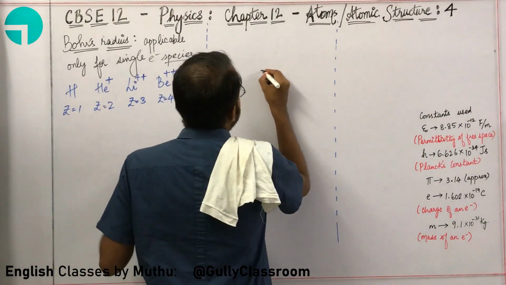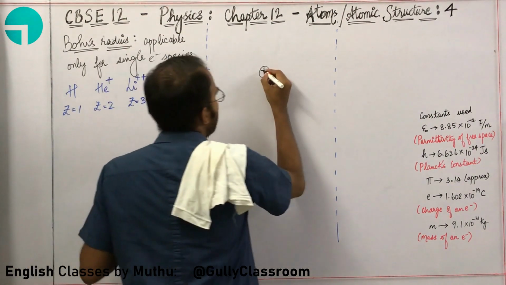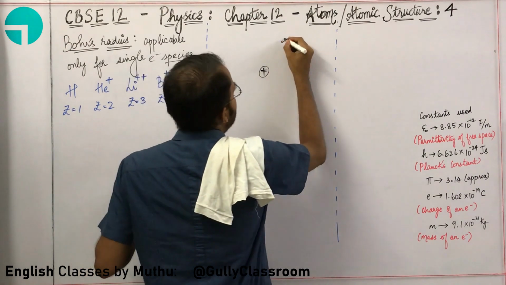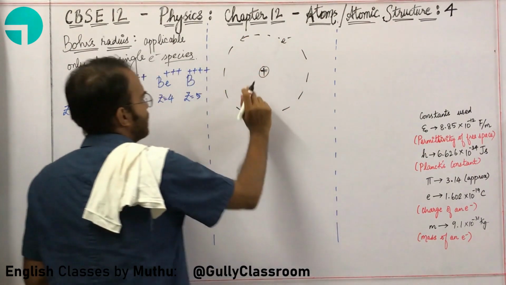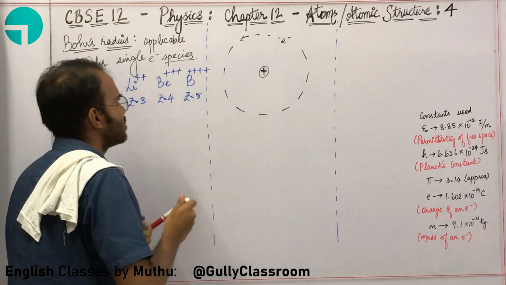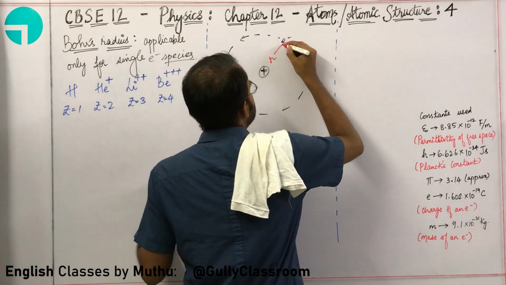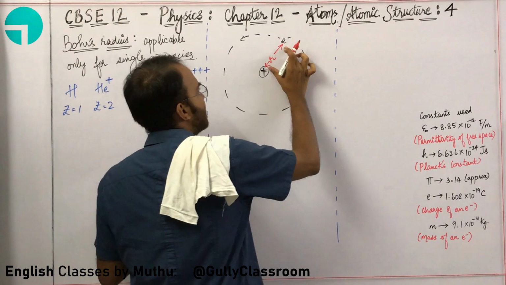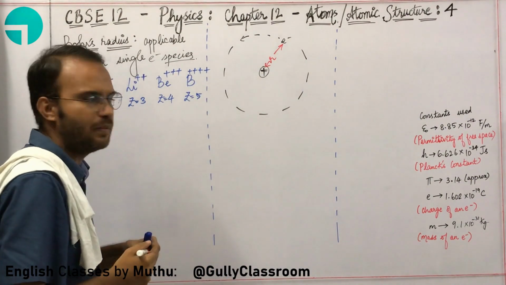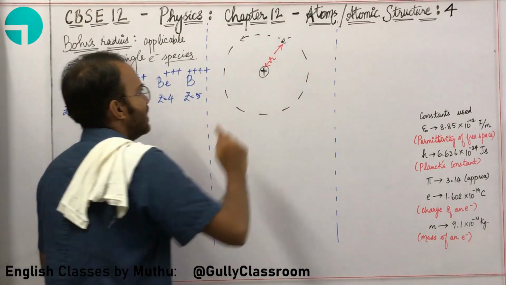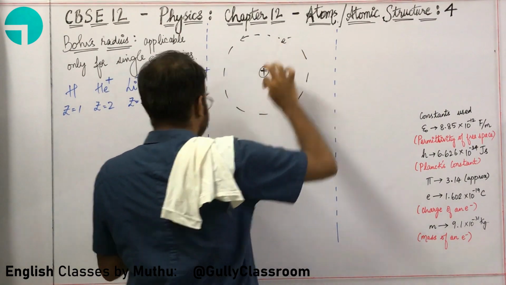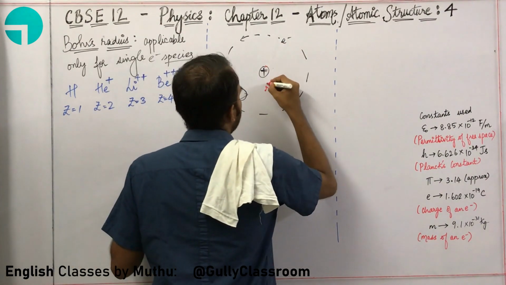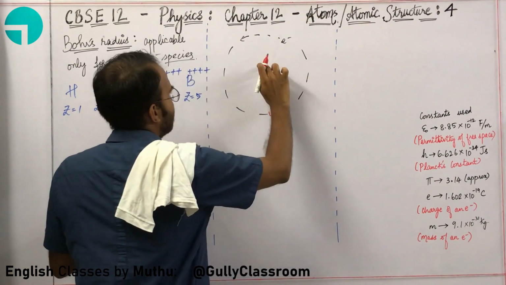Let us say here there is a nucleus, a positively charged nucleus. Here there is an electron which is simply going around the nucleus. The radius of the nth orbital means this particular distance. Are you able to understand the radius of the nth orbital? Okay, sir. So this is the radius of the nth orbital. Now, let me write R over here.